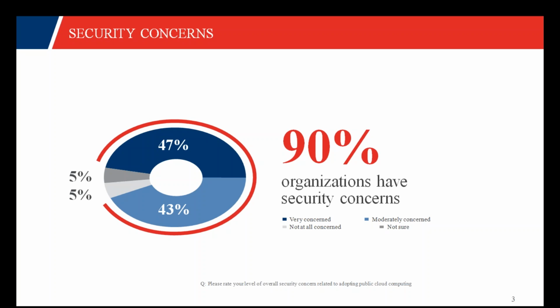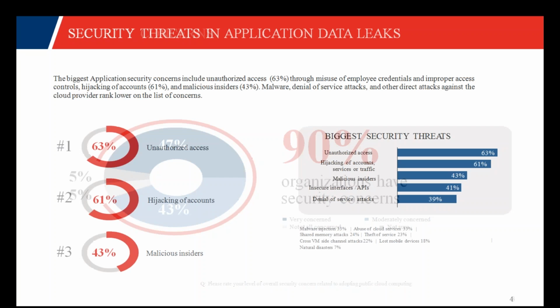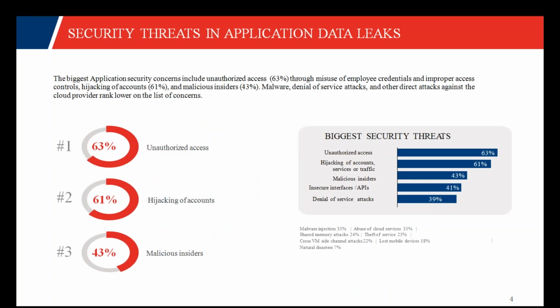Some of the studies show that about 90% of organizations have security concerns. About 43% are very concerned about security, and another 43% are moderately concerned. The biggest application security concerns today come from unauthorized access, which could be through misuse of employee credentials and improper access policies. Then another 61% comes from hijacking of accounts, and another 43% comes from malicious insiders.